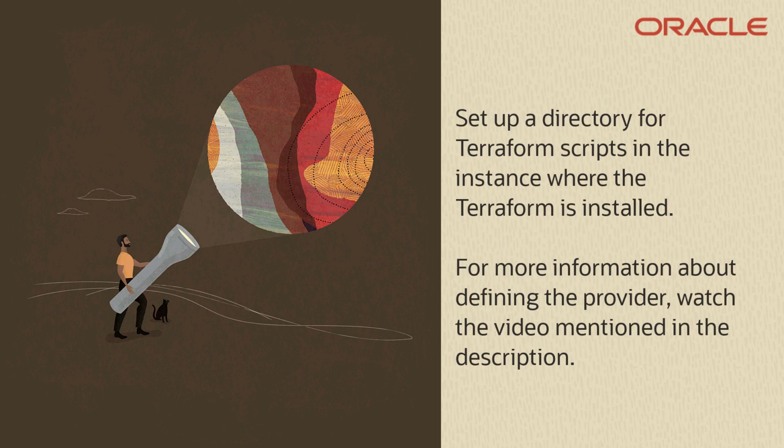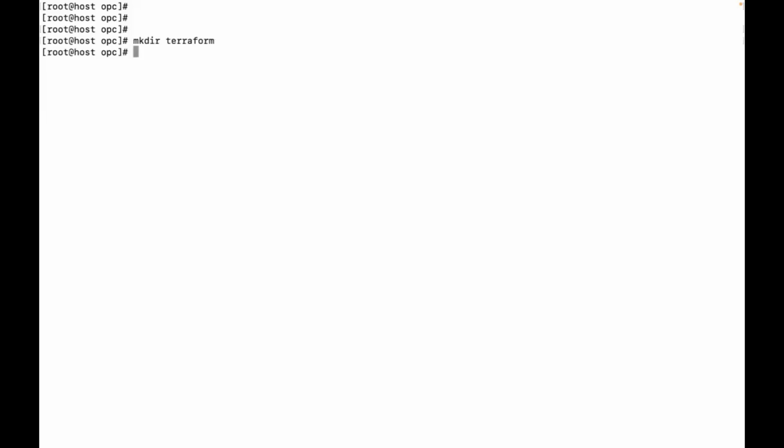First, set up a directory for Terraform scripts in the instance where the Terraform is installed. Then, refer to the video in the description to define the provider. In your home directory, create a directory called Terraform and change to that directory. Create a file called variable.tf in Terraform directory.